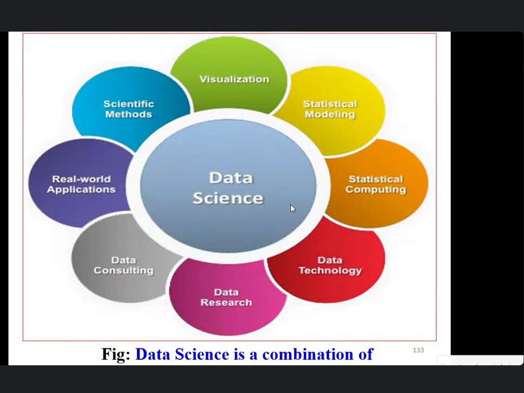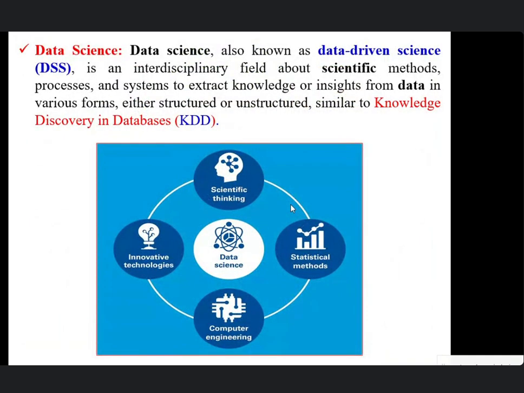Then I'm moving to data science as a combination of the visualization part, which you know very well: Power BI, Tableau, R programming, Python, MATLAB. These are the popular tools we use to generate the visualization part. Statistical modeling like linear regression, non-linear regression, logistic regression, etc. Statistical computing, where we are using technologies like cloud computing, distributed computing, grid computing with high configuration computers, servers, and data center. Then we are choosing data research, data consulting, real world applications, scientific methods. This is about data science being a combination of all these things.